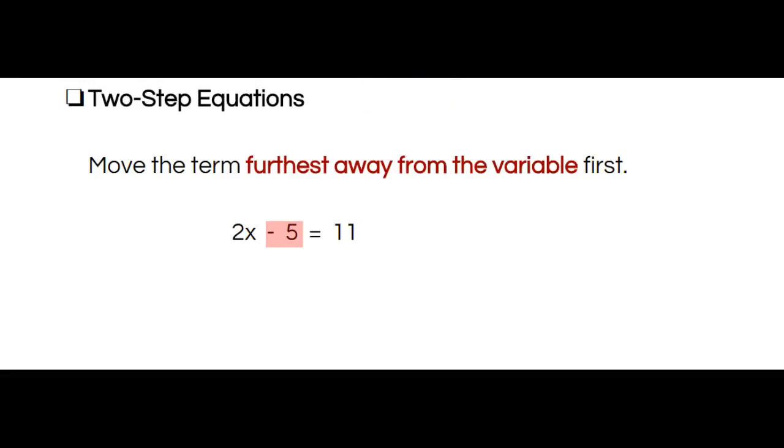So how do I deal with it? Well, I try to undo the operation. Because I'm subtracting 5 on this side, I'm going to add it on the other side. And so that will leave me with simply 2x being equal to 11, and now it's plus 5. And so that leaves me with 2x being equal to 16.